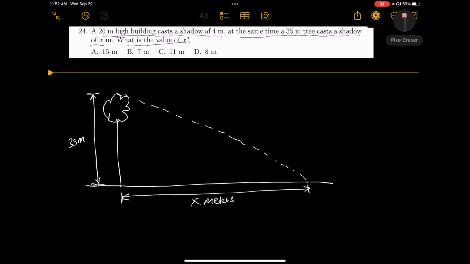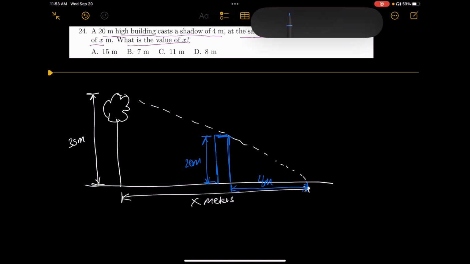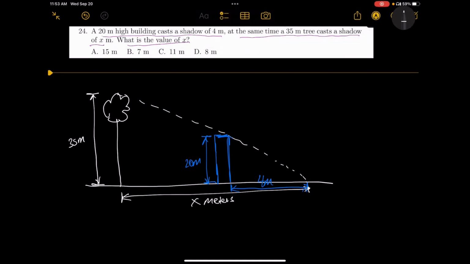Okay, so if we have a building here, if this is a building, what is the height of the building? The height of the building is 20 meters. It is a building having a height of 20 meters. A 20-meter high building casts a shadow of 4 meters. Now the question is, what is the value of x? How do we solve this?